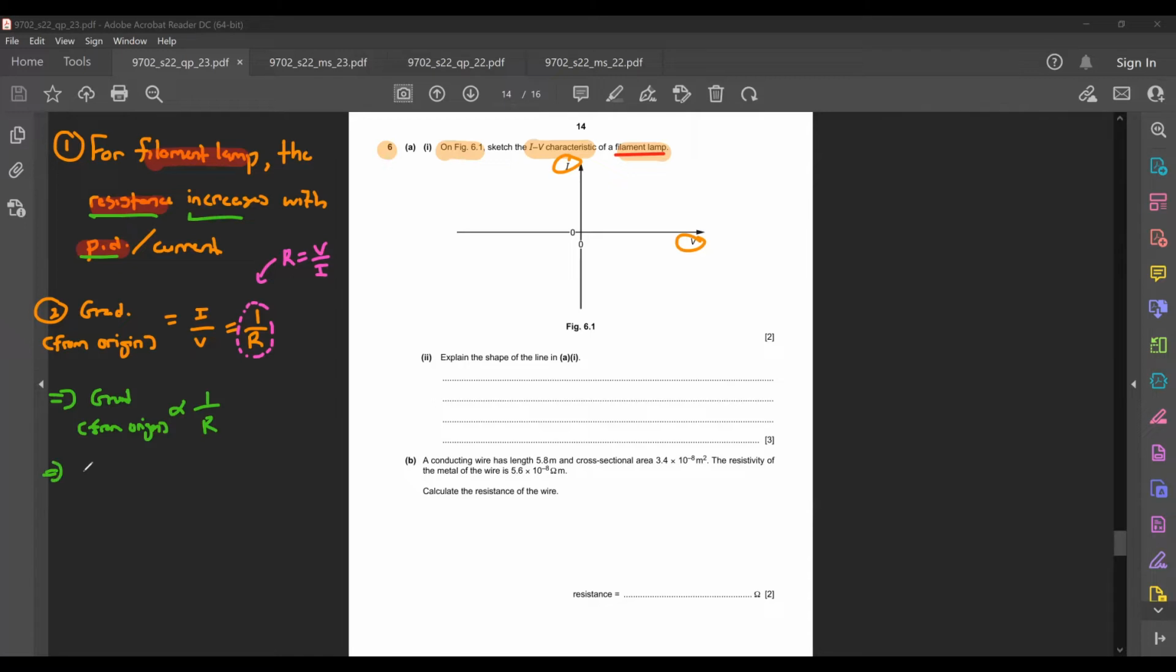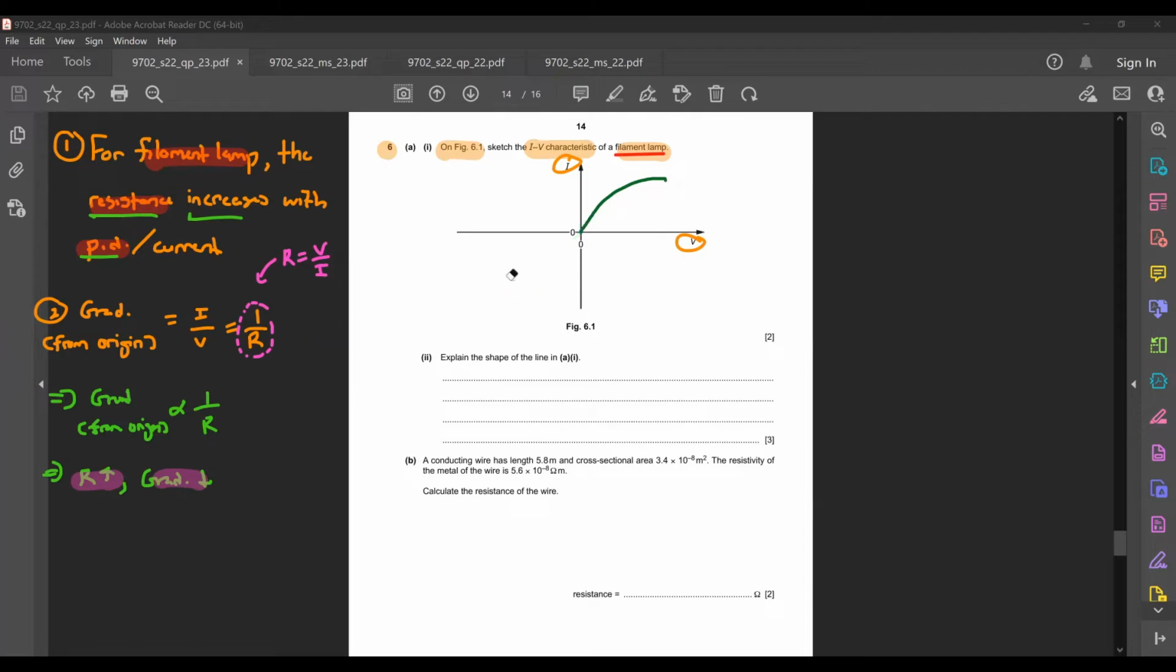If our resistance were to increase, because it's a filament lamp, the gradient ought to decrease. So in terms of the IV characteristics for the filament lamp, we need to sketch a graph whose gradient from origin is decreasing with PD. So it will be something that looks like this. Like this. And then like this.